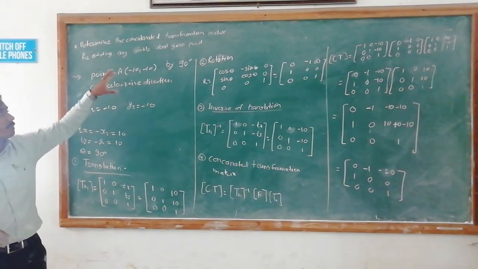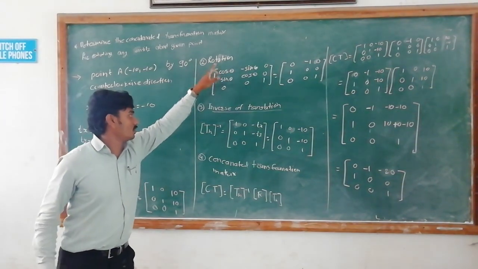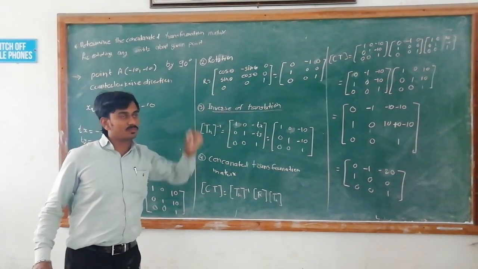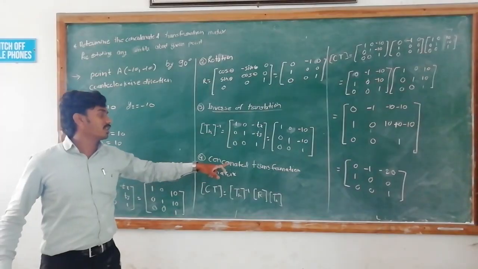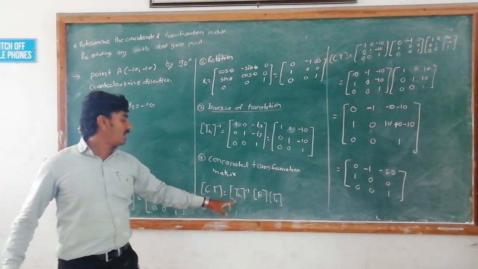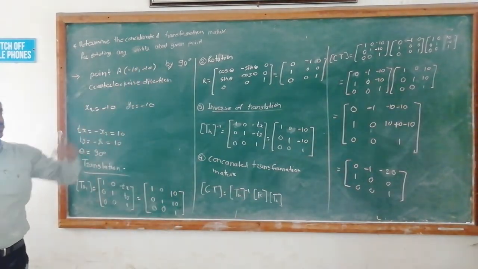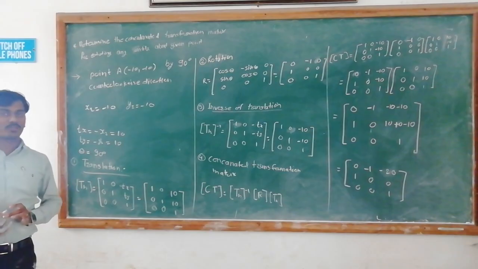Due to the counterclockwise direction, we take theta equal to 90. To rotate this entity about the given point, we first have to translate this point to the origin, and afterwards take its inverse. So there are three main steps: first is translation, second is rotation, and third is the inverse translation. Then the concatenated transformation matrix can be found as CT is equal to TH inverse into R into TH. So this is the overall procedure to find the concatenated transformation matrix.